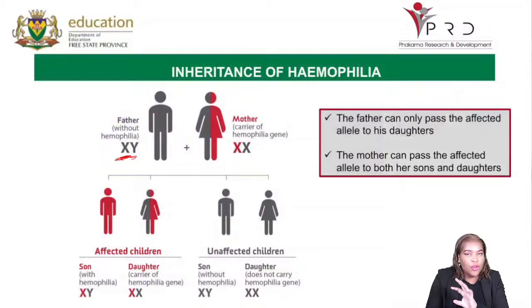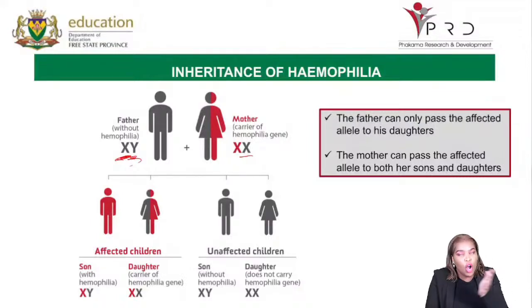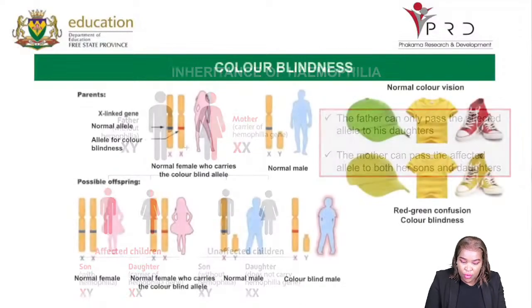But if it is attached to the X chromosome, he will only be able to pass it on to his daughters, not the sons, because to the sons he shall have given the Y. But the mother can be a carrier, and she can also pass it on to the boy child or to the girl child, and another girl child can also be a carrier of that particular disease. So I think you follow that.